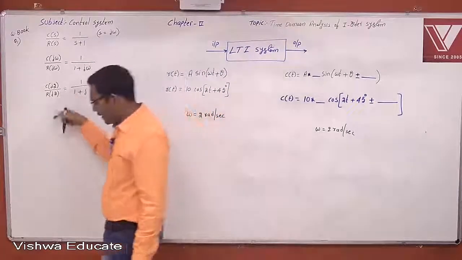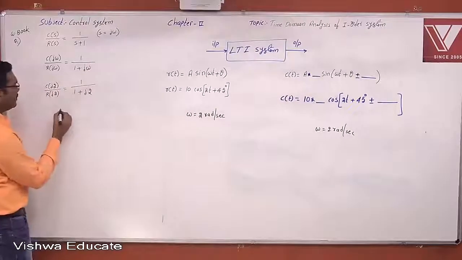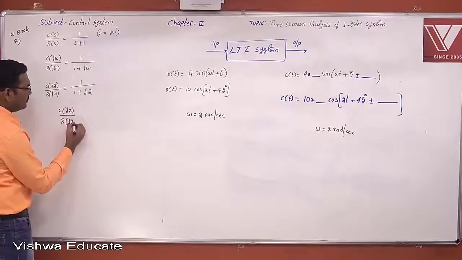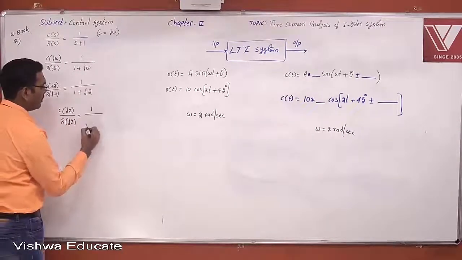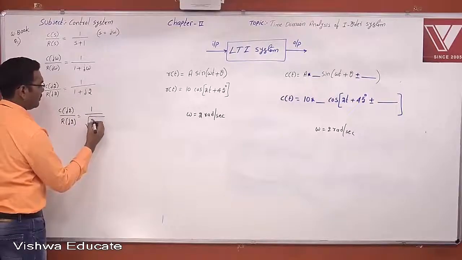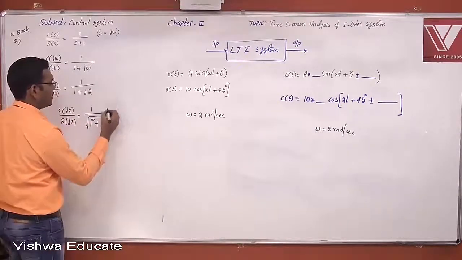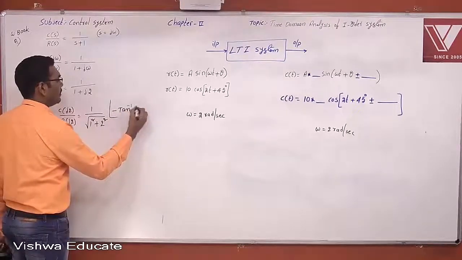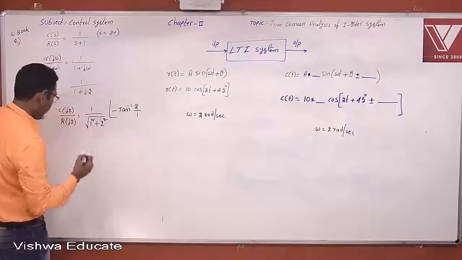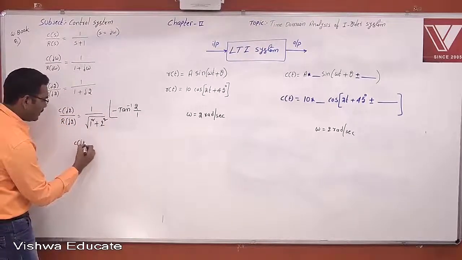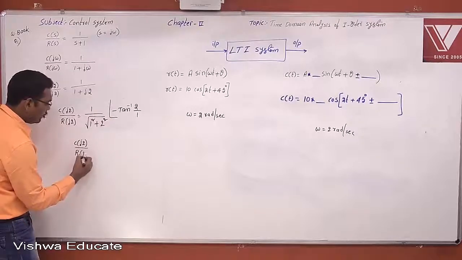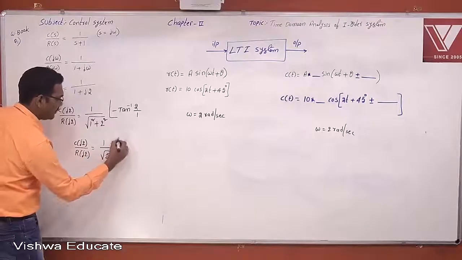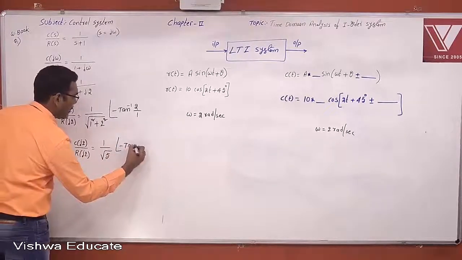Now students, at 2 radians per second, what should be the change in magnitude? 1 divided by square root of a square plus b square, real part square plus imaginary part square. Now the phase angle is in the denominator, therefore minus tan inverse imaginary part by real part. Now I am asking, at 2 radians per second, output to input, there is a change in magnitude of 1 by root 5, that is 4 plus 1. There is a change in phase angle of minus tan inverse 2.